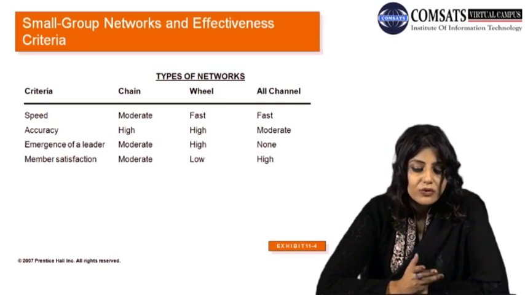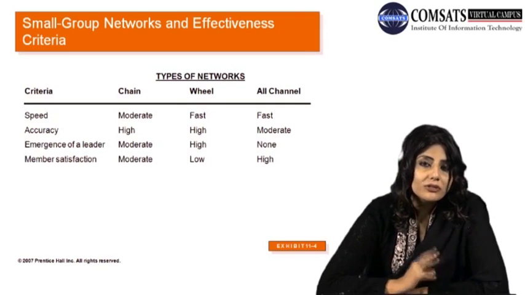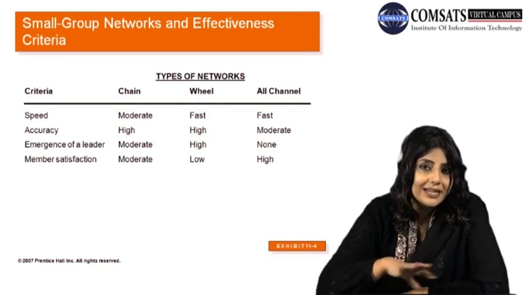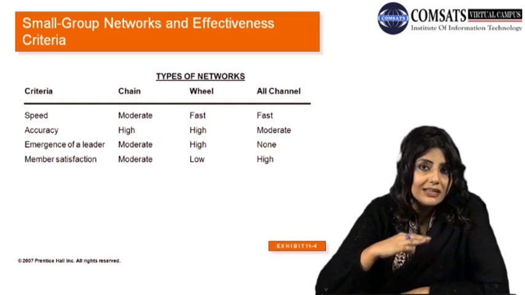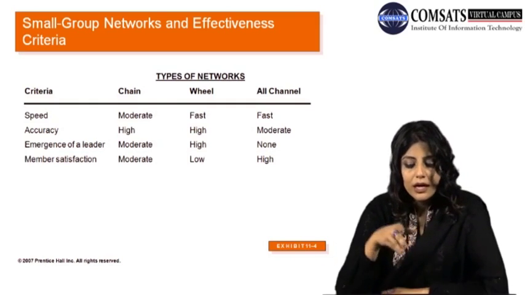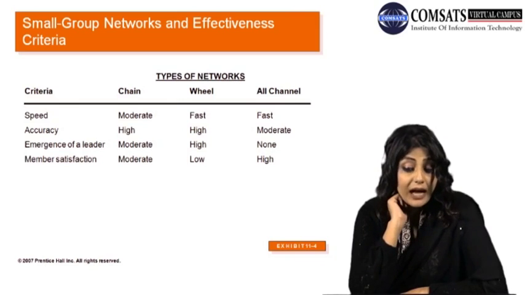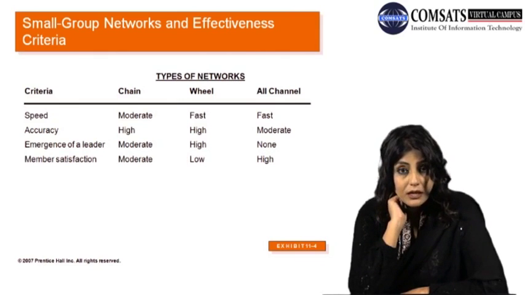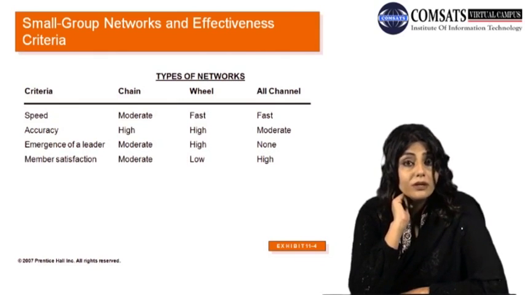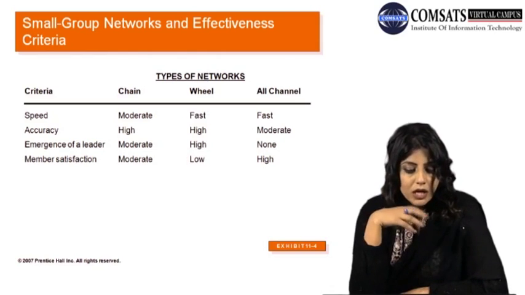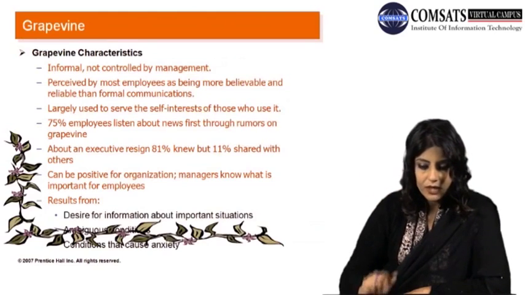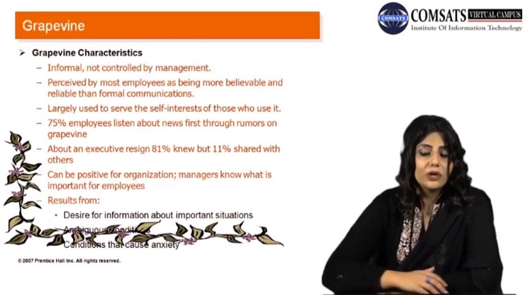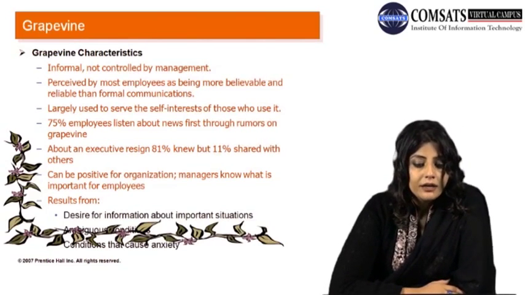Accuracy of decisions, of course, as you can expect, is going to be high in the chain, because everything is really formalized and everything is written down in policies and procedures, and we are following those. In the wheel, again, it's going to be high, and in the all-channel it is going to be moderate, because of no emergence of a leader, or there is no manager, etc.